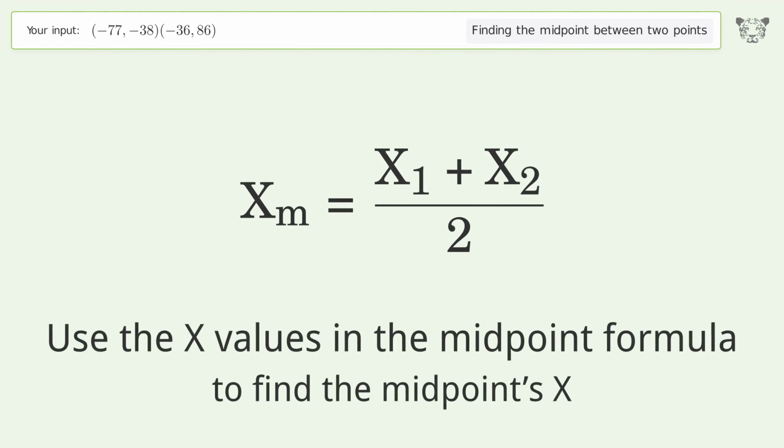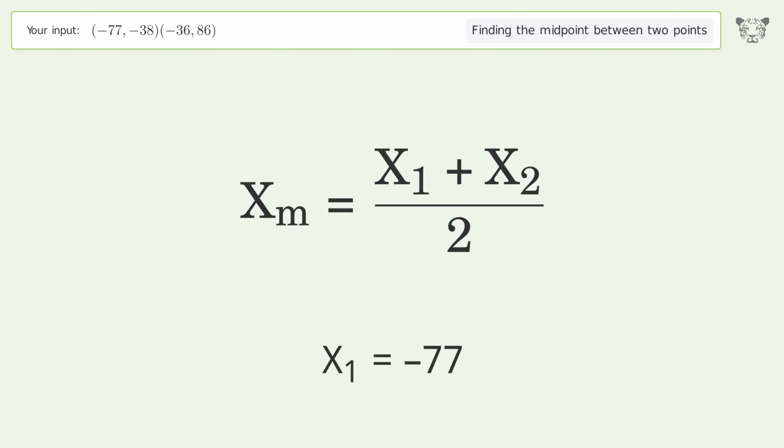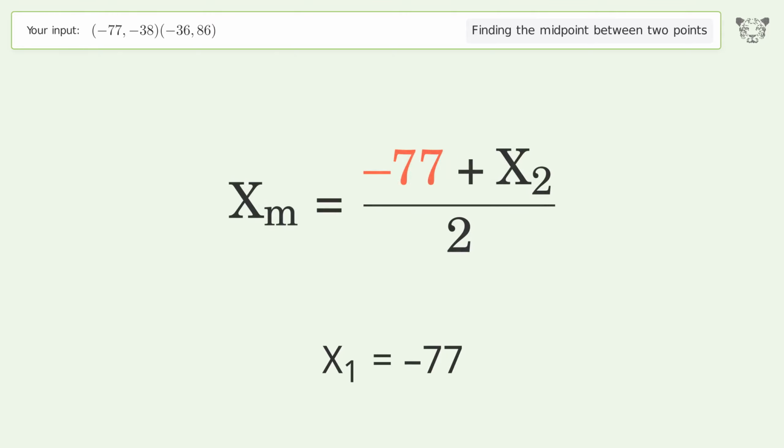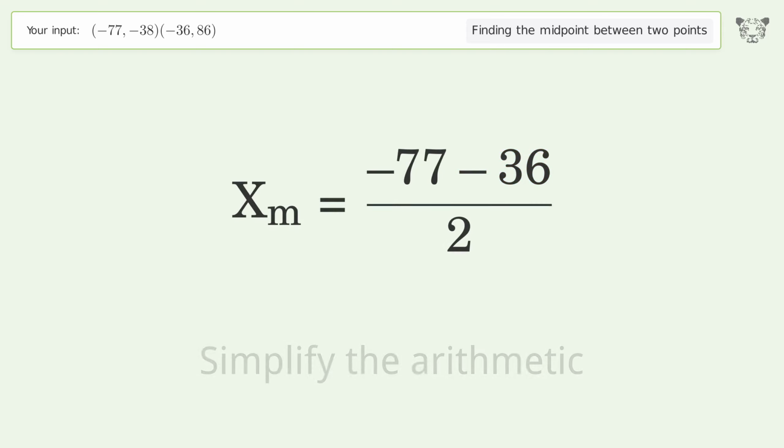Use the x values in the midpoint formula to find the midpoint's x. x1 equals negative 77. x2 equals negative 36. Simplify the arithmetic.